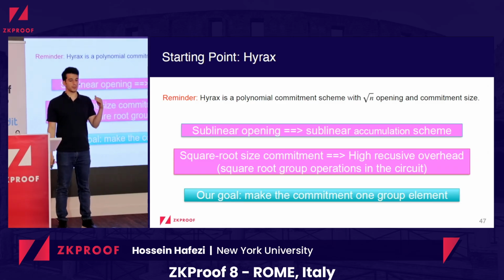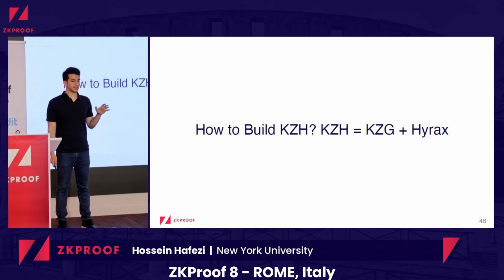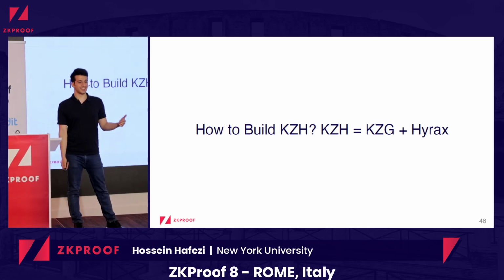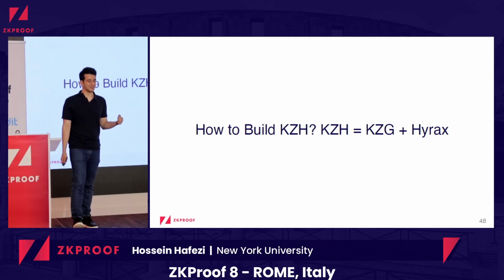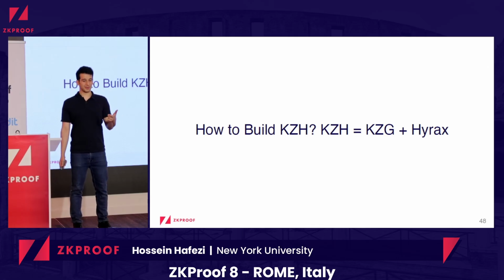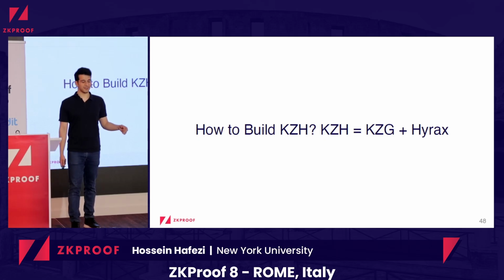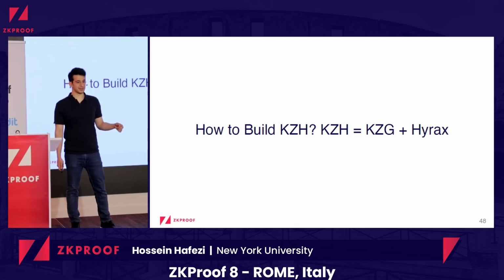So our goal here is to come up with a similar polynomial commitment scheme such that the commitment is only one group element. All right, let's see how we can build KZH, which is KZG plus Hyrax. We came up with the name KZH because of KZG plus Hyrax, and then we realized it's actually the initials of the authors. Like George was a K. I don't actually recall George's last name, and I don't want to mispronounce it. Arantxa was Arantxa Zapico, and me was Hossein Hafezi. And we couldn't include Benedikt because he was a B.